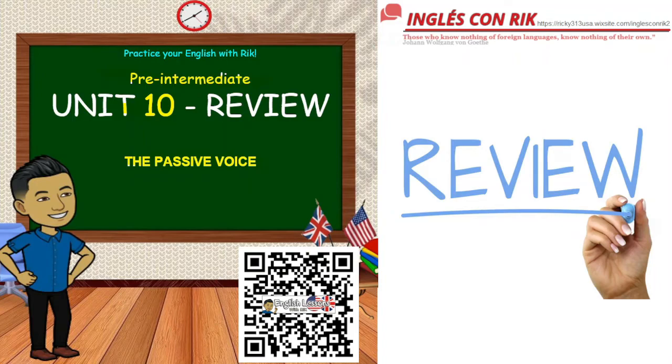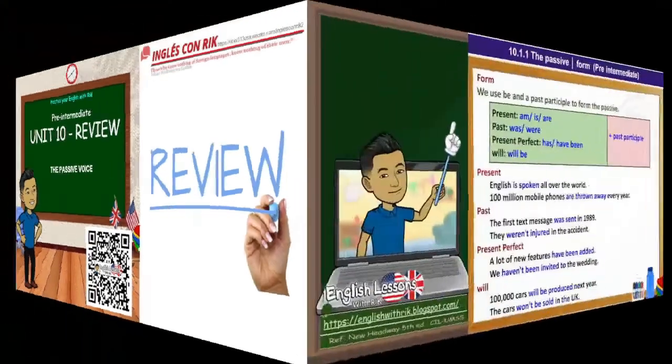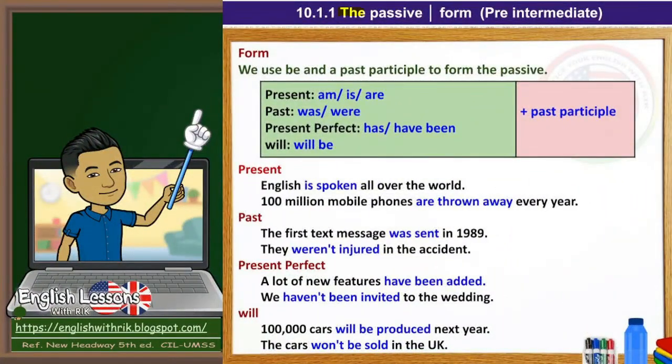The passive voice. The passive. Form. We use be and a past participle to form the passive. Present: am, is, or are, and the past participle. Past: was, or were, and the past participle.